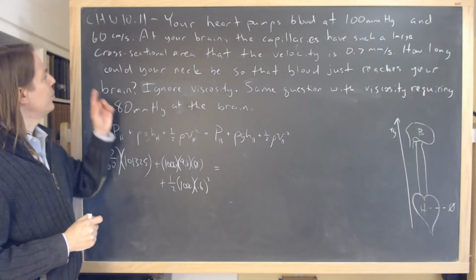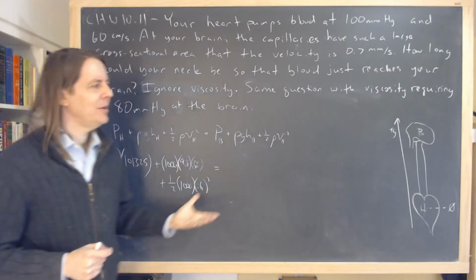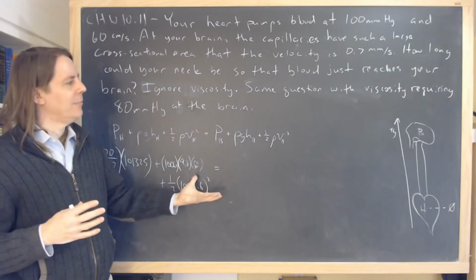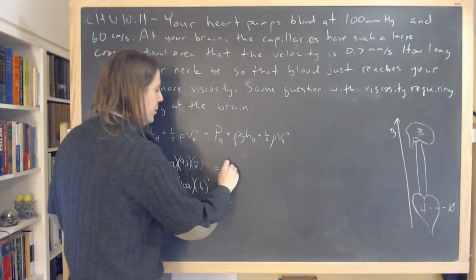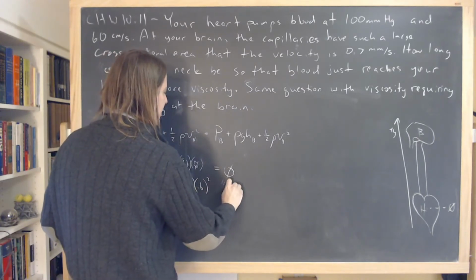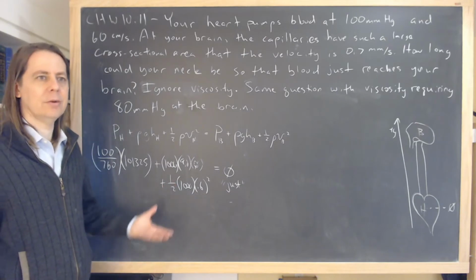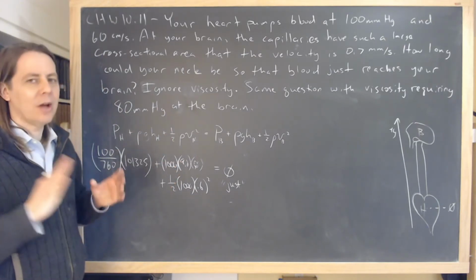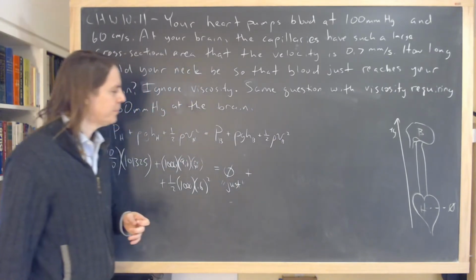And that's where it says, how long could your neck be so that your blood just gets there? So that means it gets there with no pressure, or with no gauge pressure, maybe atmosphere, but there's just nothing left to push it up. So this is actually going to be 0. And under it, I'll put in parentheses "just," the key word that tells me that that's 0. Just any higher and it wouldn't even make it is the idea. Not a very physical situation, but still, the answer will make it clear why.